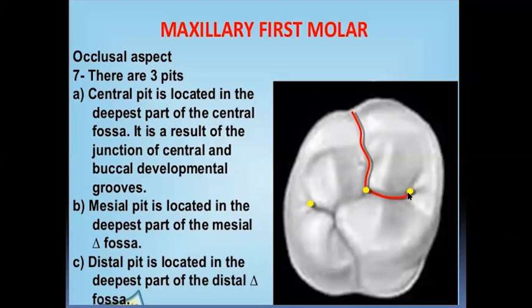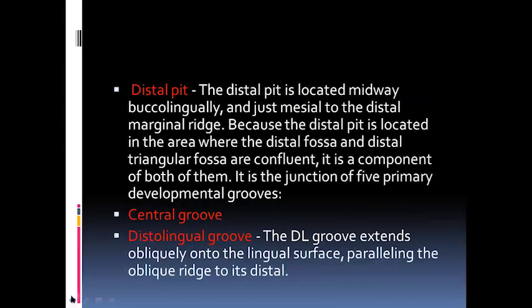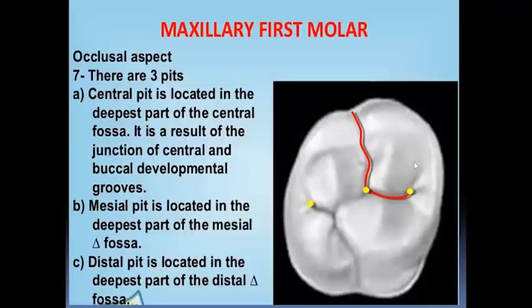This is the mesial pit. The mesial pit is located in the deepest part of the mesial triangular fossa. This is the mesiobuccal triangular groove. This is the mesiolingual triangular groove. This is the mesial marginal groove. Four grooves are attached in the mesial pit: the central groove, the buccal triangular groove, the lingual triangular groove, and the marginal groove.